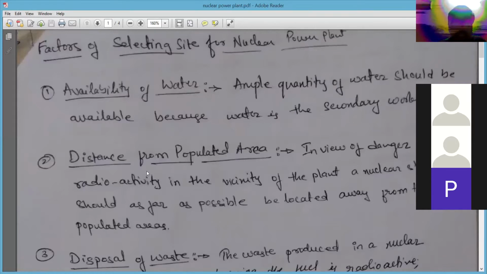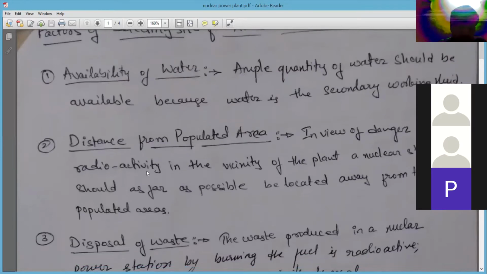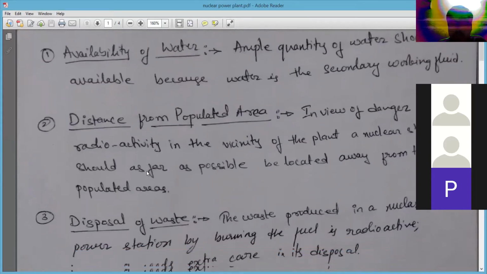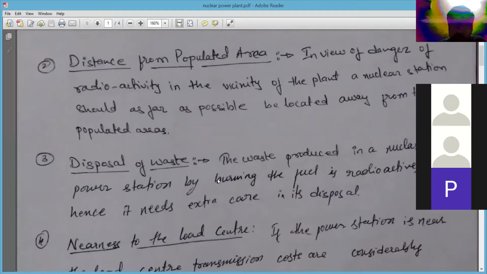The next factor is distance from the populated area, because nuclear radioactivity release is very harmful. Because of that, the power plant should be away from the populated area. Next, disposal of waste. This is very important here. The waste produced in a nuclear power plant is from burnt fuel, so it will have radioactive elements. So we should dispose of the waste very carefully. That is very important, and we require a proper place for disposing of waste near the nuclear power plant.